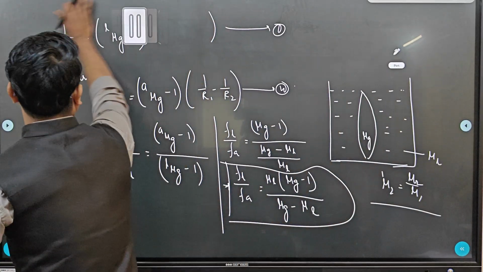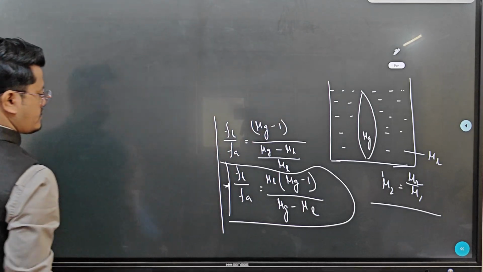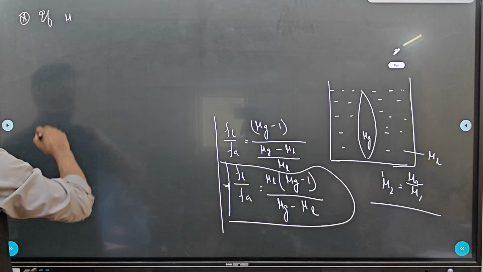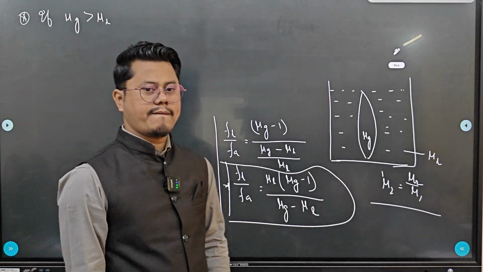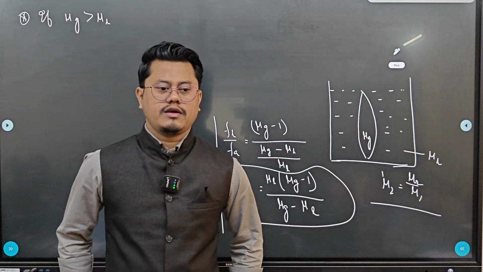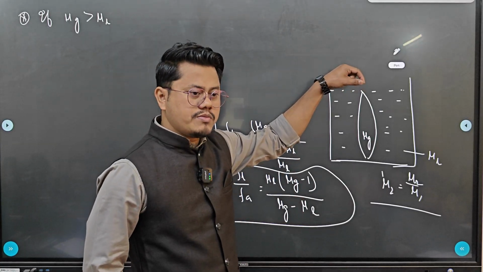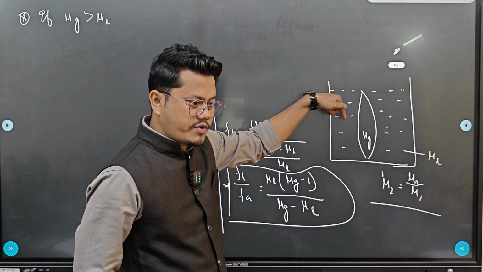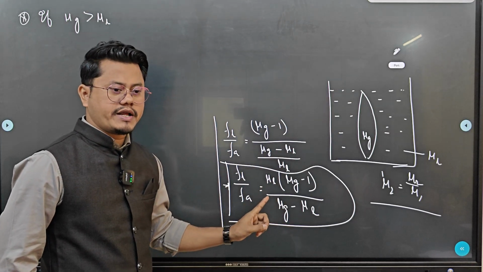Just go for star mark. Let's go for interpretation one by one. Okay, see, first point. If mu g greater than mu L, what does it mean? What is mu g? Refractive index of lens. And what is mu L? Refractive index of liquid. We have immersed the lens in such a way that refractive index of lens is greater than refractive index of liquid. Higher, na? Now you just go through the mathematical expression.